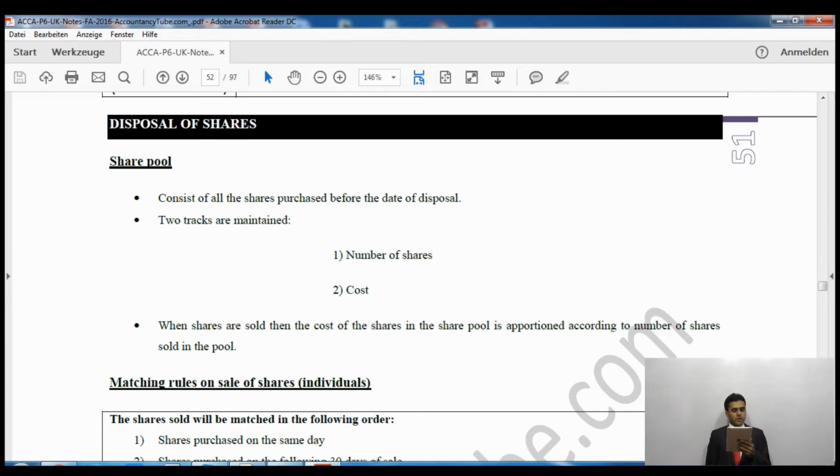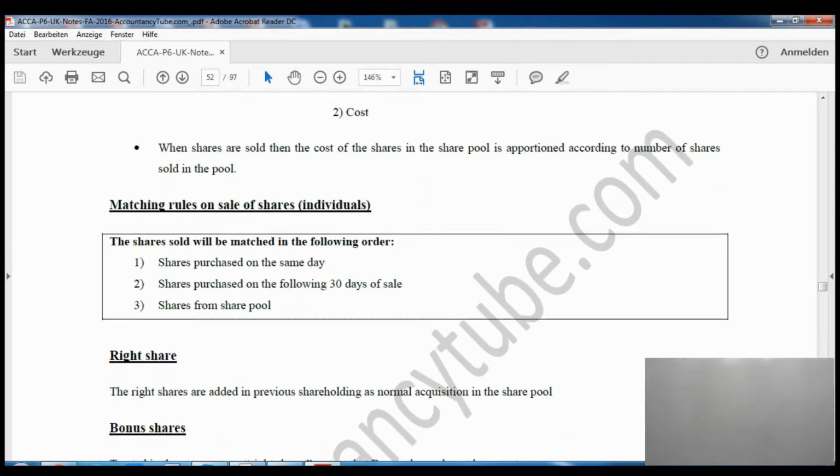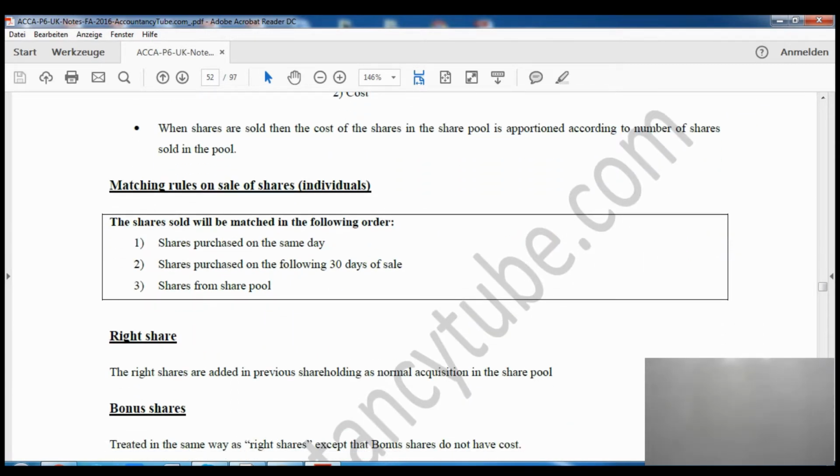It says share pool. Just leave the share pool for now. If you go beneath that, where it says matching shares on sale of shares for individuals, it says shares sold will be matched in the following order. So we'll use this order when we are calculating the cost of the shares.